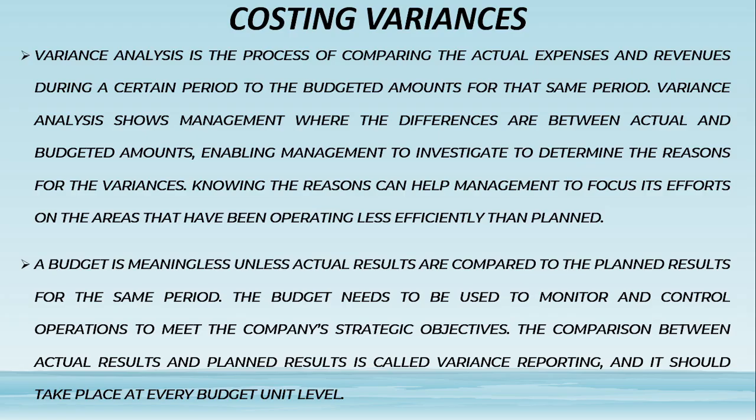A budget is meaningless unless actual results are compared to the planned results for the same period. The budget needs to be used to monitor and control operations to meet the company's strategic objectives. The comparison between the actual results and the planned results is called variance reporting, and it should be taking place at every budget unit level.